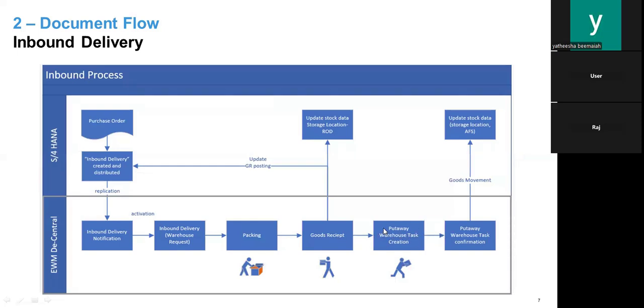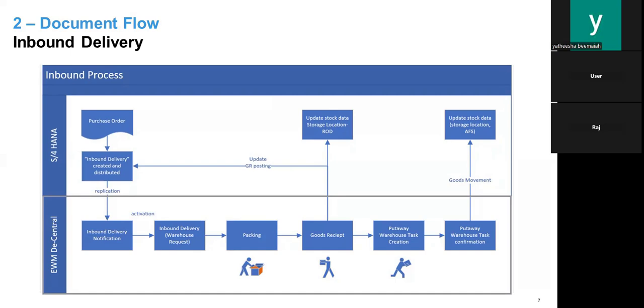Once the put away warehouse task is created and confirmed, the stock is updated in the final high rack storage, and then in the S4 system, the stock will update in the AFS. That means the posting change will trigger the stock update from ROD to AFS. Once the stock is available in AFS, it is available for sale. So for EWM there are two storage locations. One is receive on dock, and another one is available for sale, AFS.